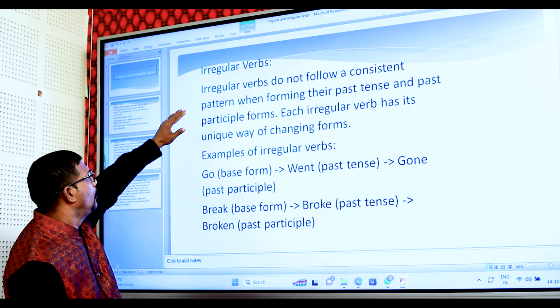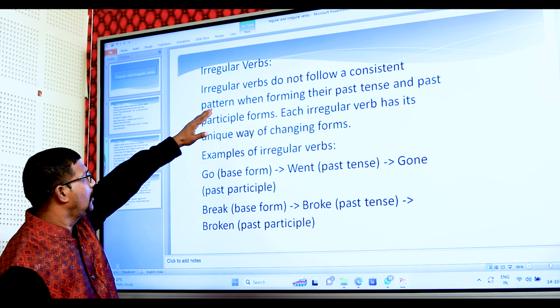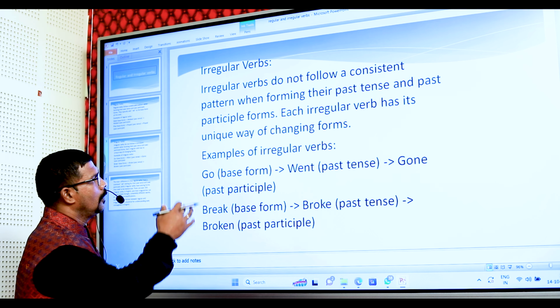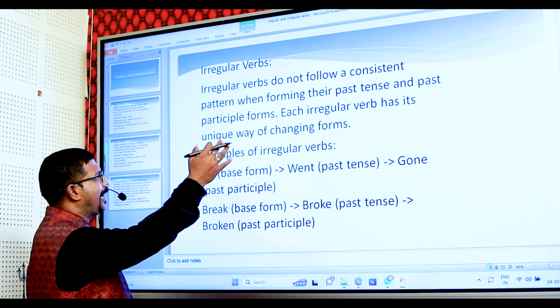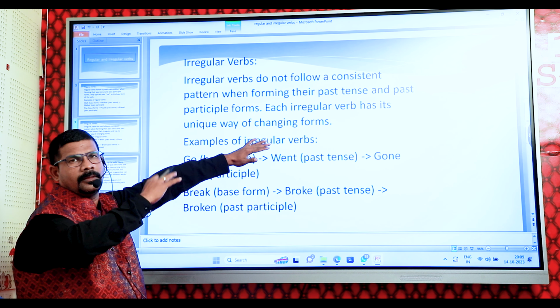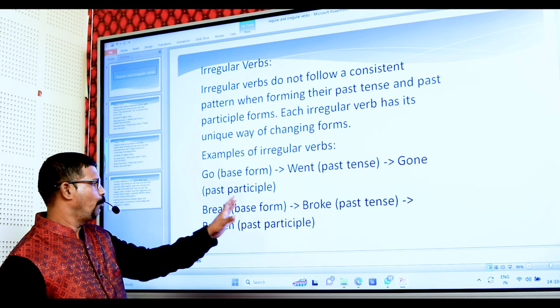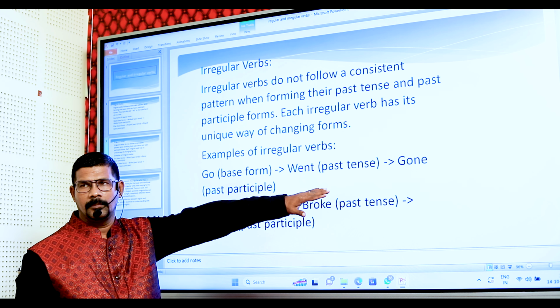Irregular verbs. Irregular verbs do not follow a consistent pattern when forming their past tense and past participle forms. Each irregular verb has its unique way of changing forms. I told you earlier, the tense changes into the three forms. Examples of irregular verbs: go, it's a base form. Went, past tense. Gone, past participle. Break, it's a base form. Broke, past tense. Broken, past participle. I'm going to explain more on regular and irregular verbs.